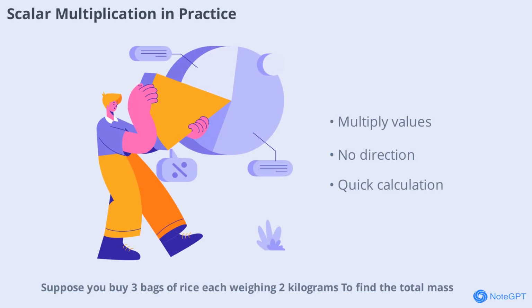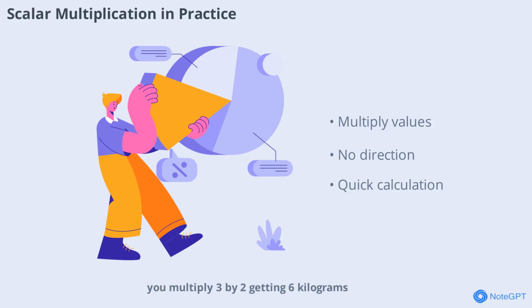Suppose you buy 3 bags of rice, each weighing 2 kilograms. To find the total mass, you multiply 3 by 2, getting 6 kilograms. This is scalar multiplication, quick and easy with no direction involved.